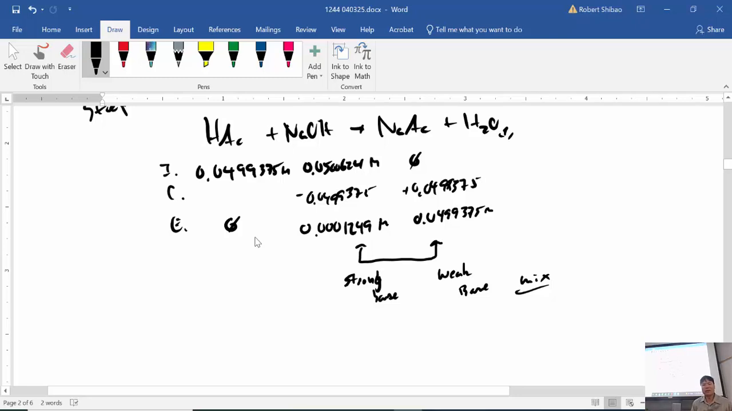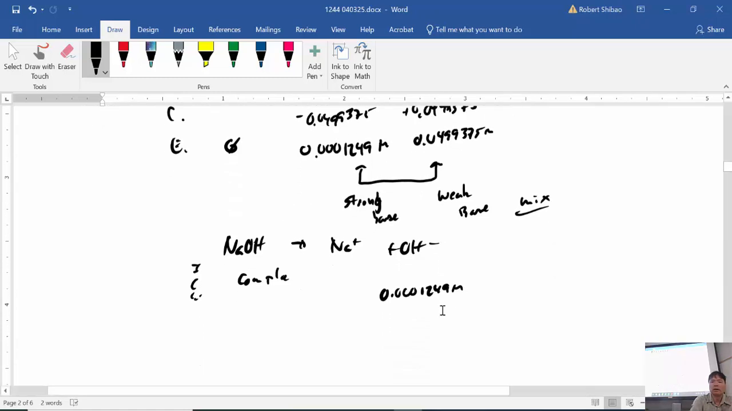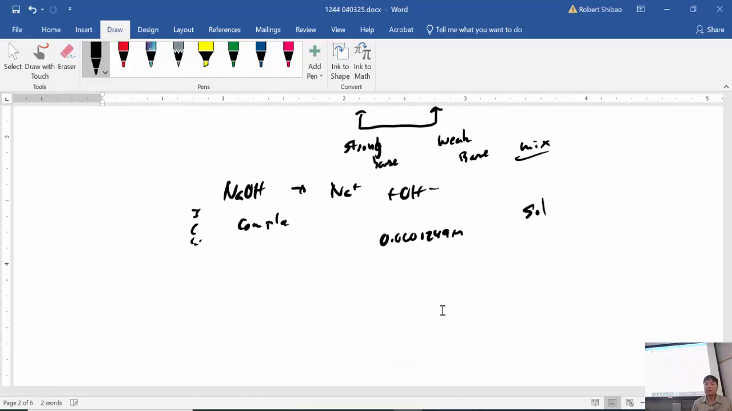I usually, you know, you can always do shortcuts. Like for example, I did this shortcut earlier. We call sodium hydroxide a soluble salt. And so this is going to be complete. And so how much hydroxide am I going to get from this? I'm going to get 0.0001249 molar here. That's complete. Sodium salts are all soluble, so I call this a soluble salt. And then the hydroxide is what we call a strong base.